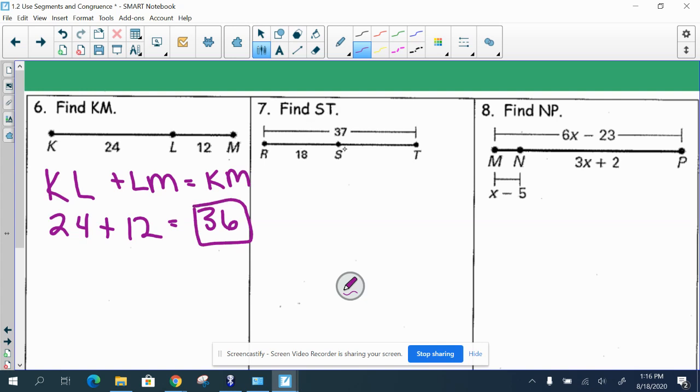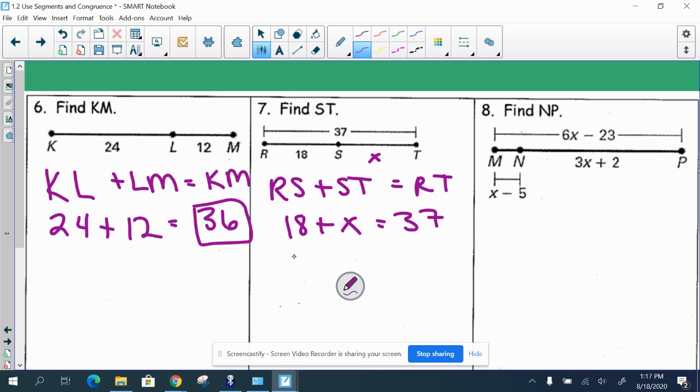Find ST. Okay, so ST is this part. So here we would say that, based on the segment addition postulate, RS plus ST is equal to RT. So we'll plug in what we know. RS is 18. ST, you could just leave it as ST or you can write X. RT is 37. Okay, and then it's an equation, subtract 18.